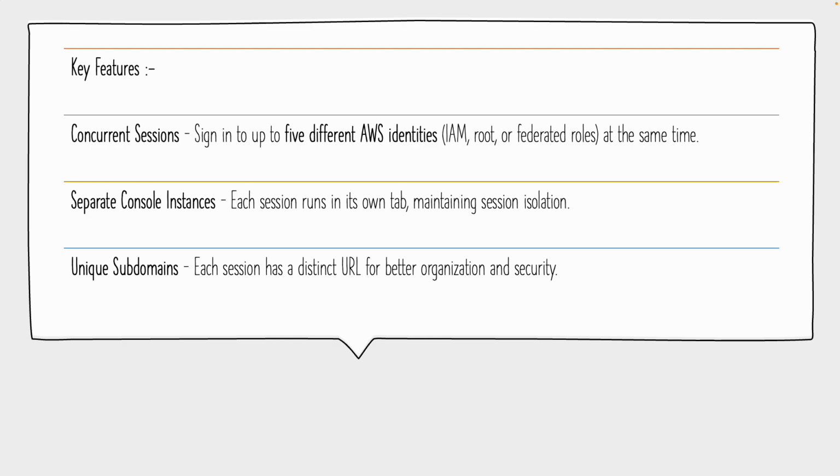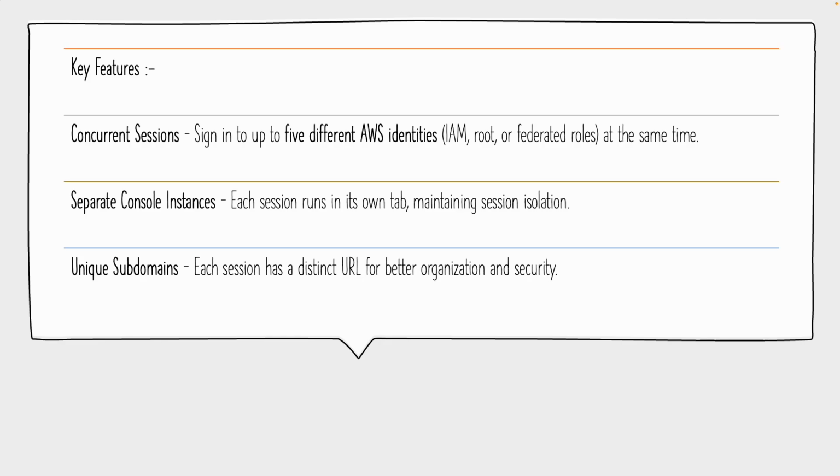Before I show you how to enable multiple sessions, there are some key features I have highlighted here. First, concurrent sessions. This was the pain point developers faced, managing sessions concurrently. You can now have 5 different AWS identities. You can log into IAM, root, or federated roles, or 5 all different IAM users, or 5 different root accounts. You can have a combination of IAM, root, or federated roles, but a maximum of 5 different AWS sessions in the same browser.